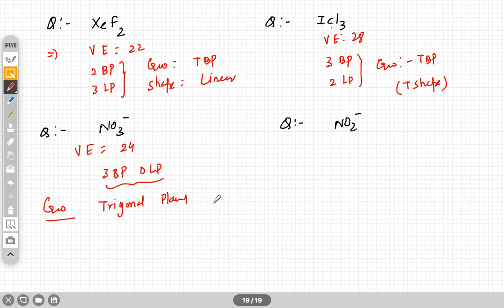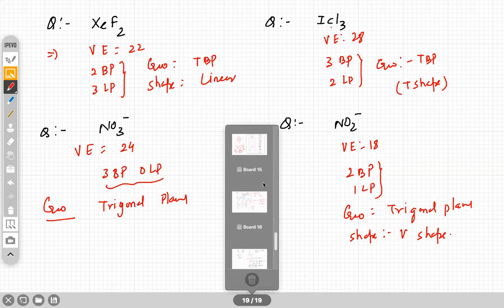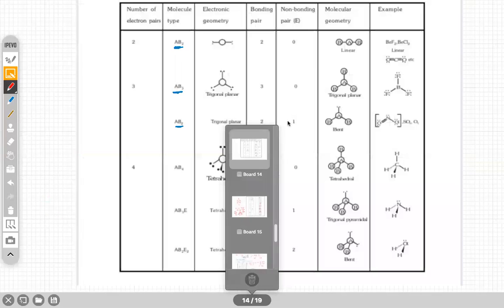Geometry and shape. NO2 minus has valence electron 18. So it has two bond pair and one lone pair. What is the geometry? Geometry is trigonal planar. Shape is V shape. Two and one, you see, bent or V shape.